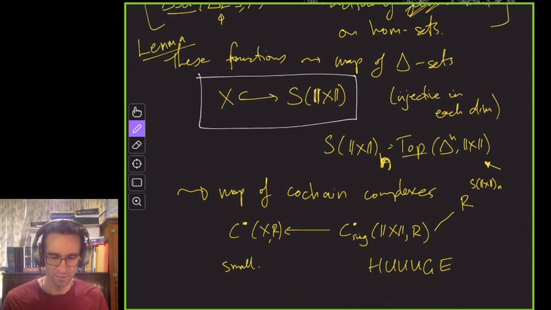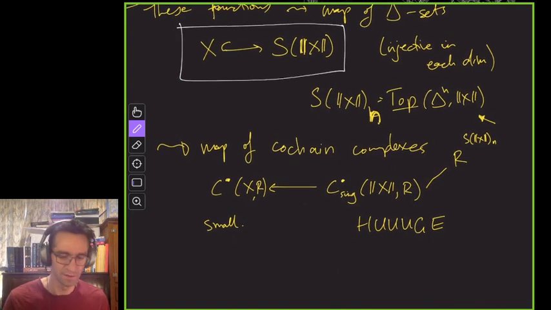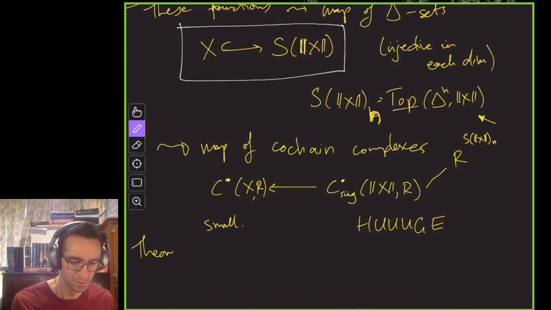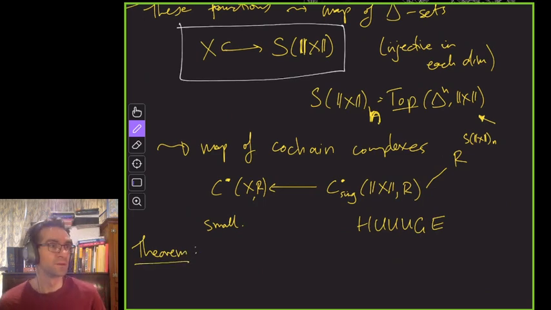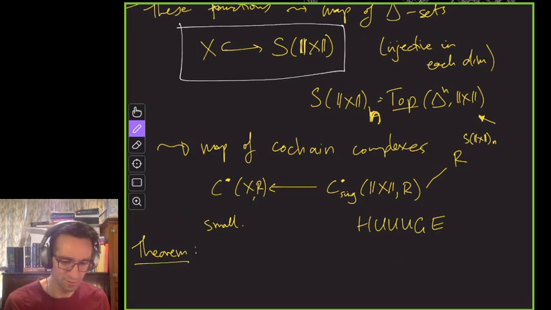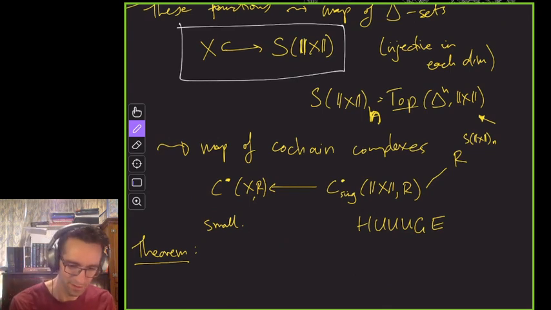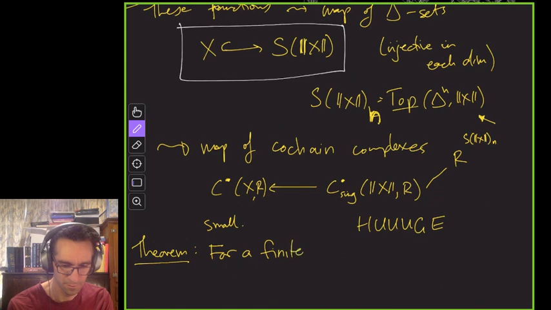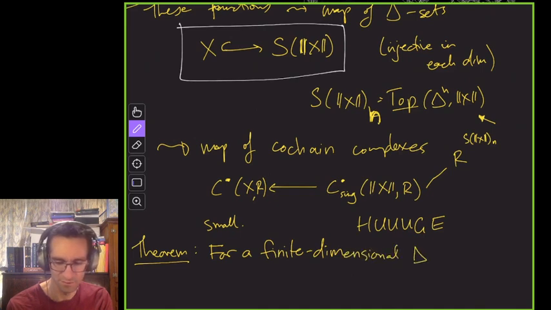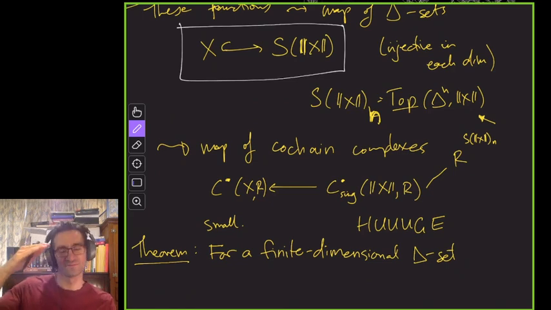Okay, and then here's the theorem. And we're going to prove this theorem. We've got to go on a bit of a journey to get there. And this is maybe one of the key theorems in the course. I'm giving it to you now so we can appreciate how awesome it is. So a finite dimensional delta set. So it has no n simplices after a fixed point.